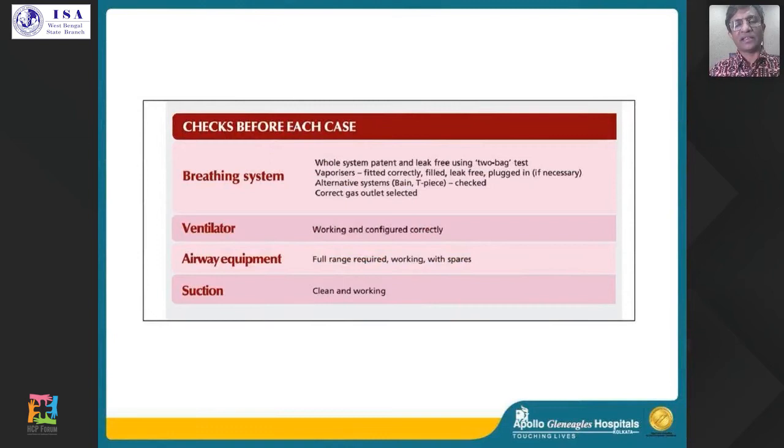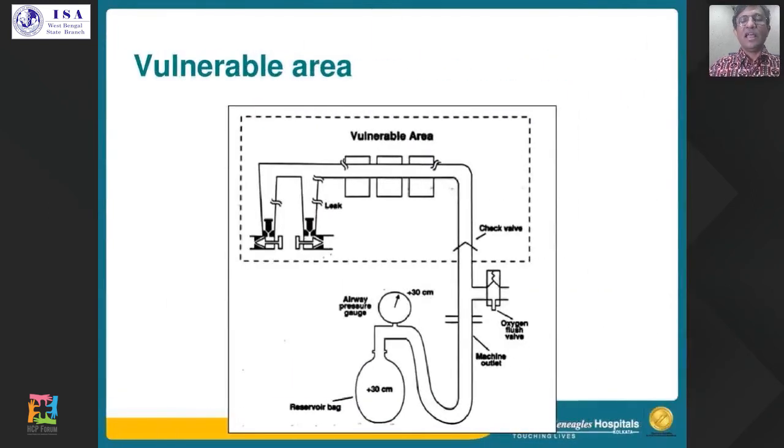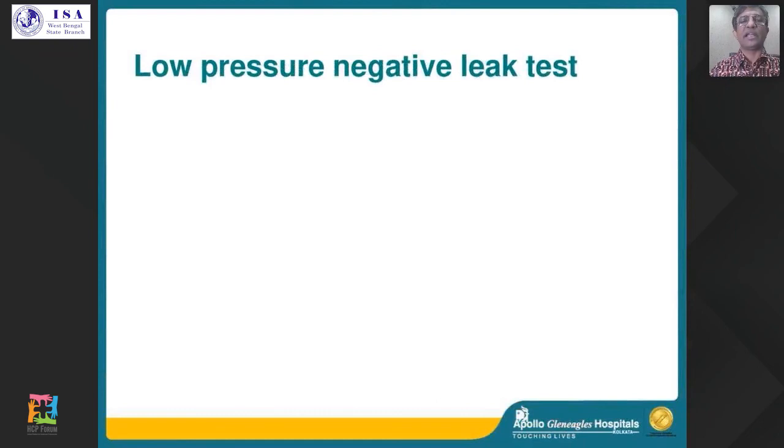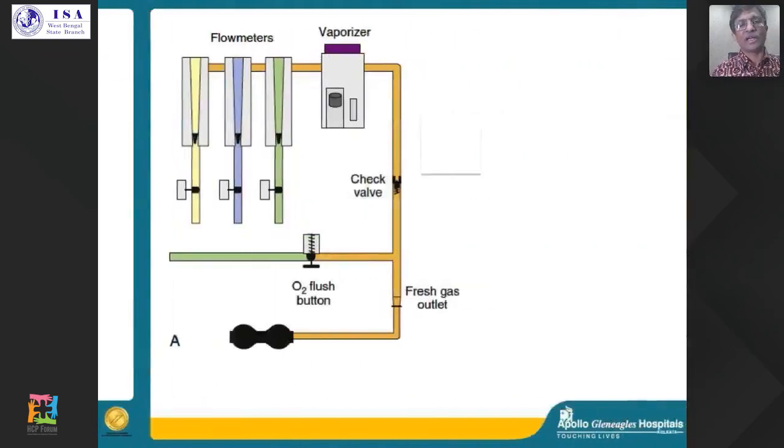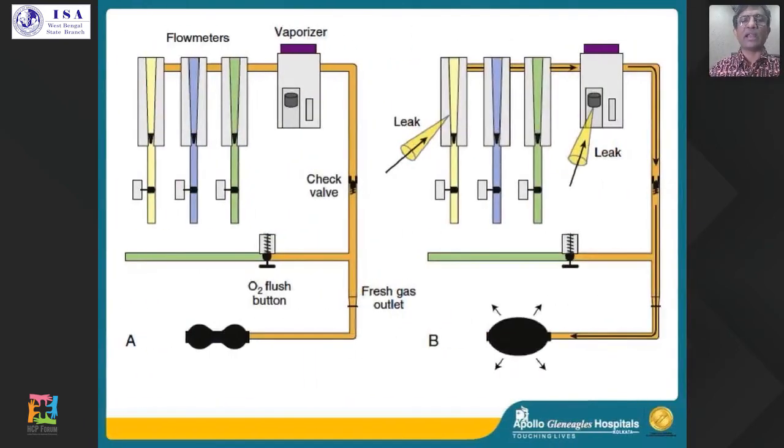There are a few things you do in the beginning of the day and at the beginning of each and every surgery. There are a few vulnerable areas which are not covered by automated checks. Now, modern machines have self-testing. The moment you switch it on, it will go through the self-testing, but there are still certain vulnerable areas wherein there is a possibility of doing the low pressure negative leak test, wherein you can figure out whether a leak is happening in the flow meter assembly or anything downstream.